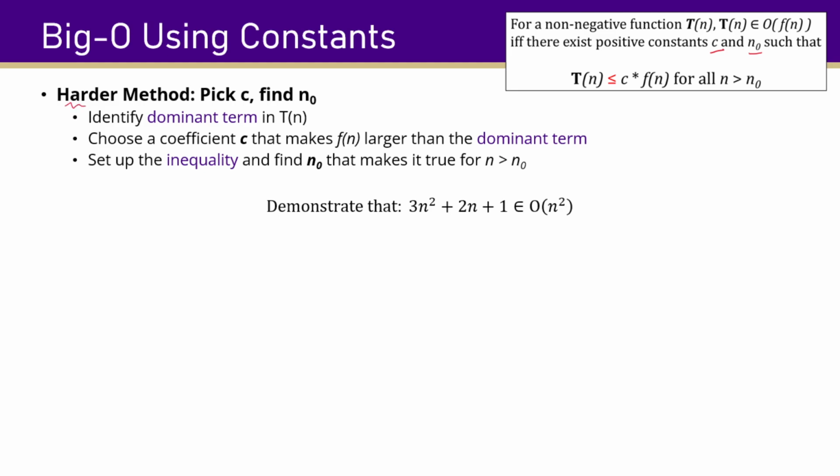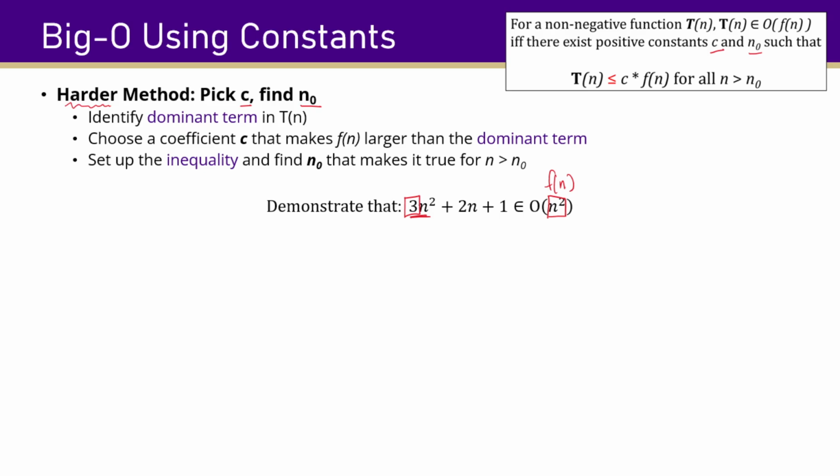There's what I call the harder method, and that's where you start by picking a C value and then you find an N naught that makes this inequality true. So how we can do that is we can start by identifying a dominant term in our function. And we can see here that 3n squared is our dominant term. And of course, we have that little coefficient of 3 right here. So now we need to choose a coefficient c that makes f of n larger than this dominant term, f of n being our n squared right in here.